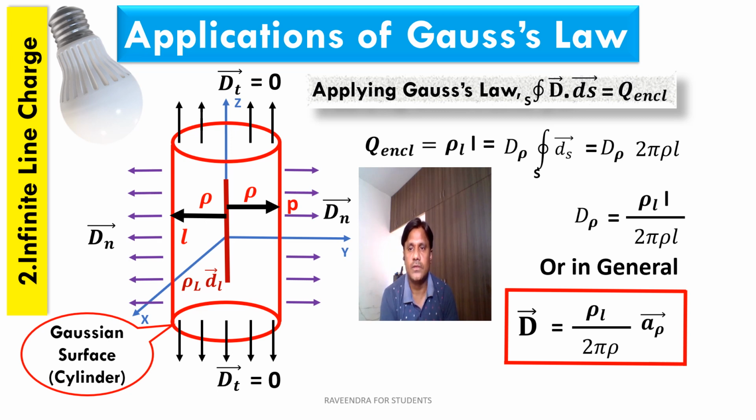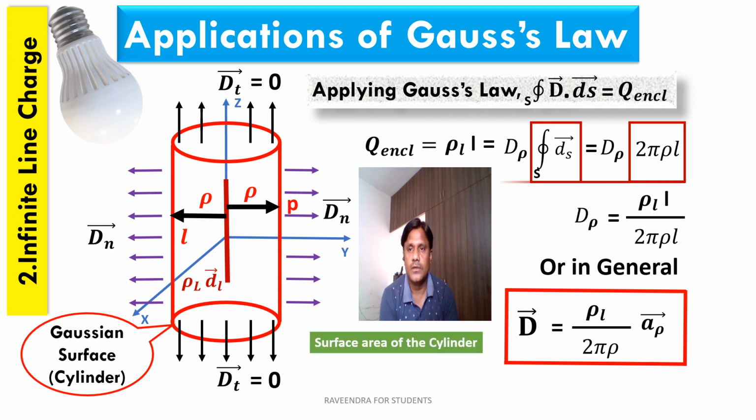Then here also, what is the crucial point? This closed integral over S dS bar is the same as the surface area of the cylinder, that is 2 pi rho L. So this will be equal to the surface area of the Gaussian surface, which is a cylinder. So like this, if you identify the Gaussian surface which is a closed surface, then the problem is very simple by using Gauss law, right?